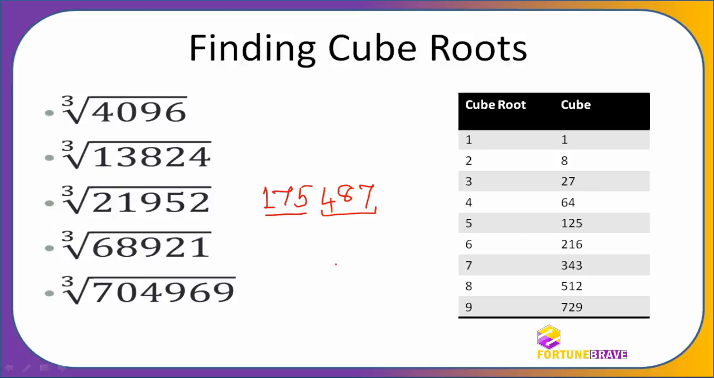175, so where does 175 lie? 125 is here and 216 is here. Where is it nearer? 25 plus 16 is 41, right? And this is how much? This is 50. So this should be 175. So the first digit is 5, we are clear. This should be something like 56 point something. 56, or maximum it can be 57.